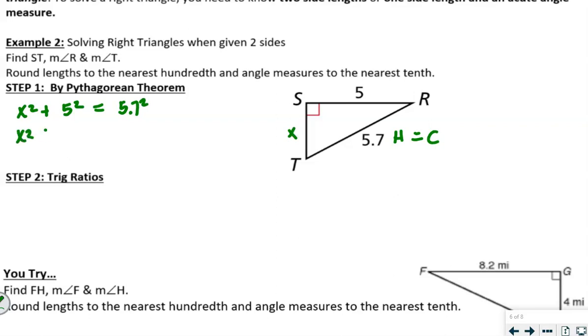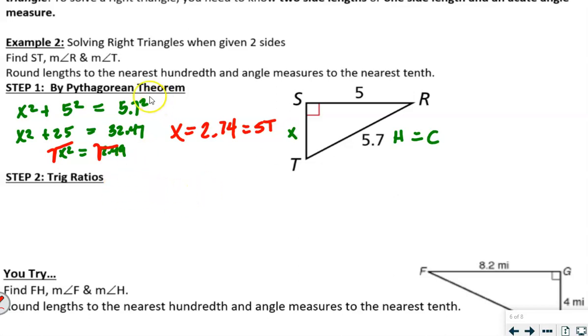So we got X squared plus 25 is going to be equal to 32.49. We're going to subtract the 25 from the 32.49. That's going to give us x squared is equal to 7.49. Then we're going to take the square root of both sides, if you recall. So our x here is going to be equal to 2.74, and it says to round to the nearest hundredth, so that's 2.74. Okay? So that's what ST is equal to in this problem.